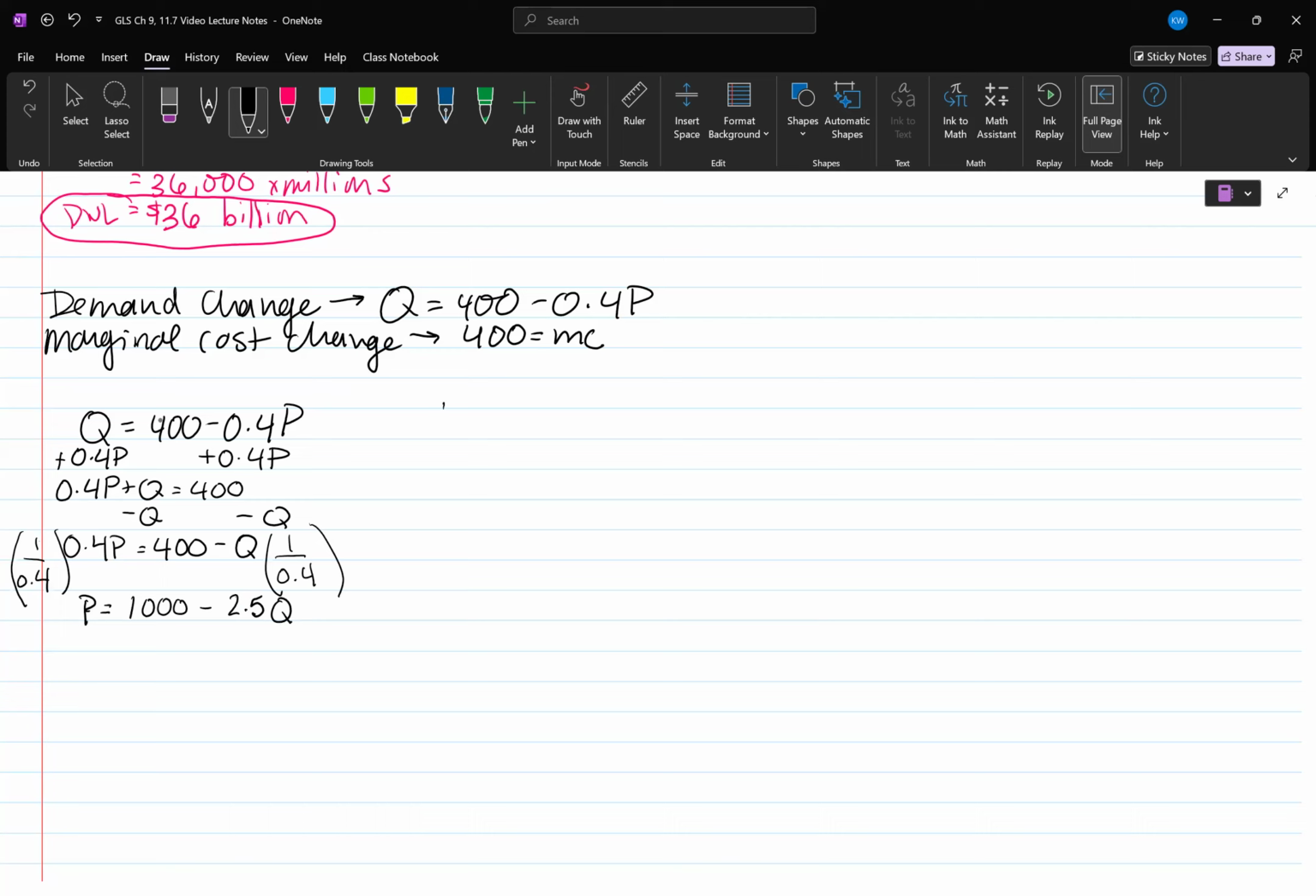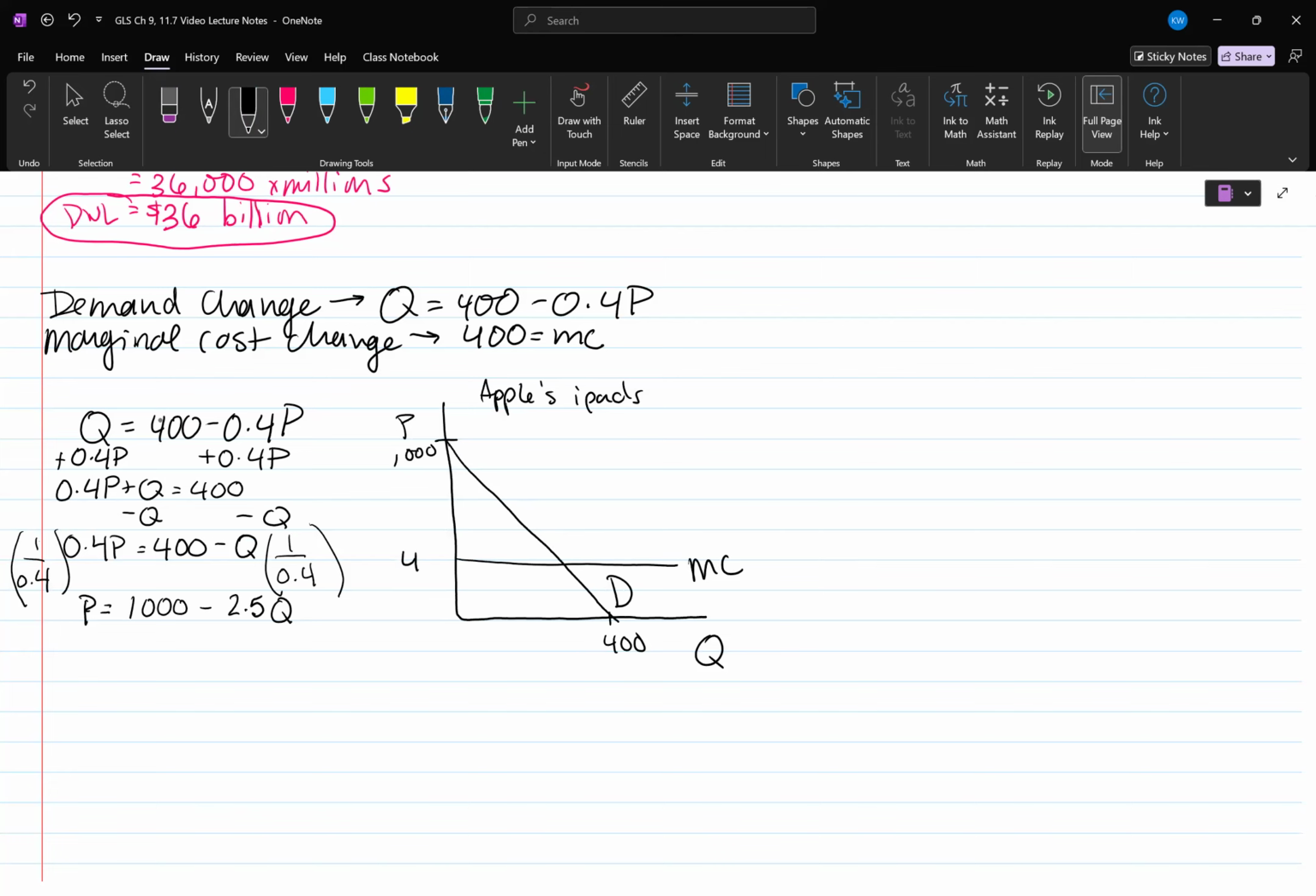So if we draw our graph here, we have again a choke price of 1,000, but now our quantity axis intercept is 400. Let me try to draw that demand curve again. Okay. And our marginal cost is double what it was at 400.